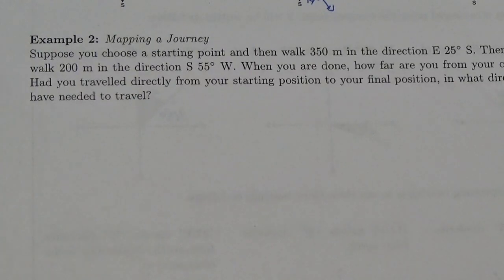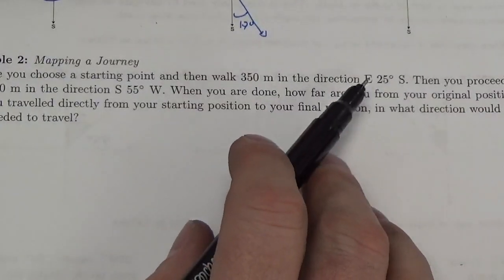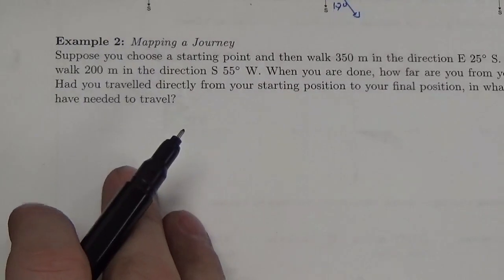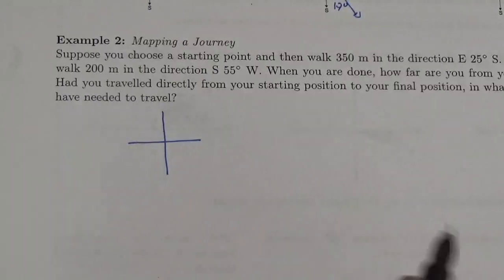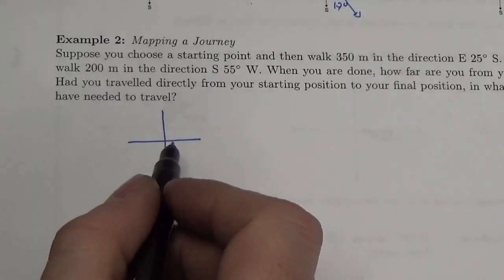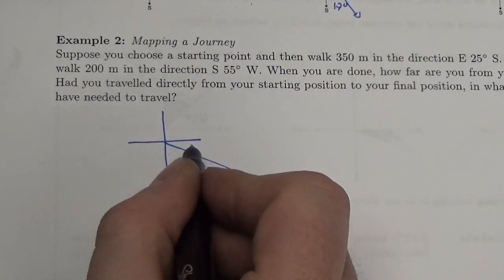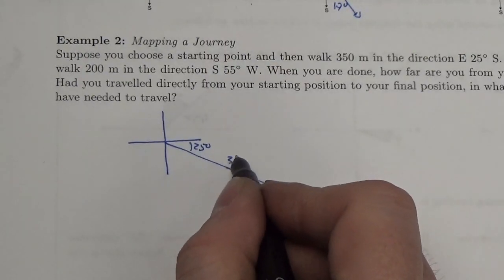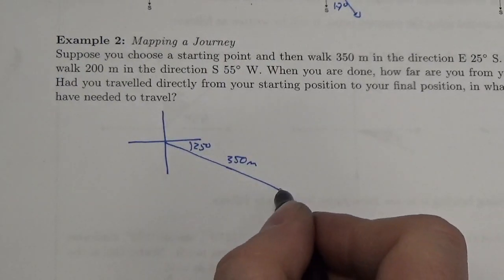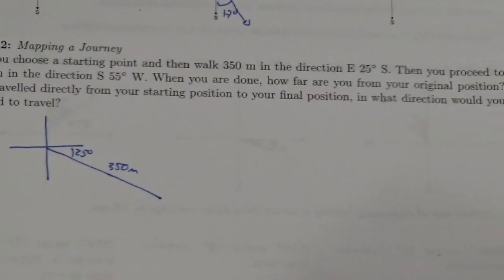Okay, so here we go with a problem that's going to require a little bit of trigonometry. Suppose you choose a starting point and then walk 350 meters in the direction of east 25 degrees south. Okay, so let's draw that out here a little bit. So here's our compass points, okay? So I'm going to go east 25 degrees south. Okay, so I'm going to go down. This is going to be 25 degrees. And I am going to go a distance of 350 meters. Okay, so let's just say that it goes to there. I just need a way to sketch this to get my head wrapped around what's going on.